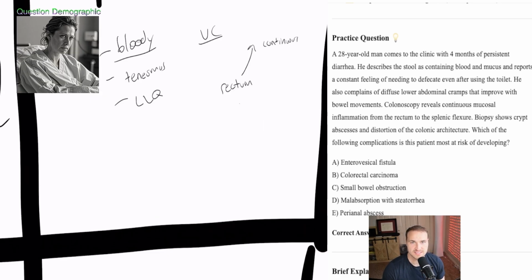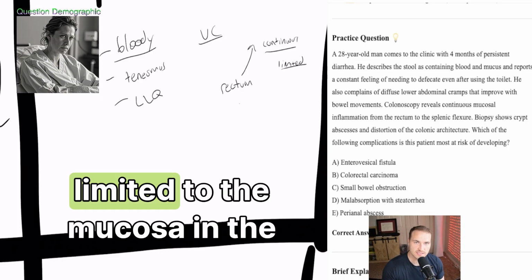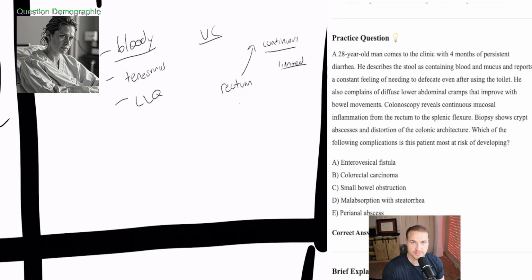And the biopsy shows crypt abscesses and mucosal, submucosal limited inflammation. So what happens here is it starts in the rectum and it extends proximally in a continuous fashion. And so inflammation is limited to the mucosa and the submucosa. It's not transmural. And the biopsy has crypt abscesses. There are no skip lesions or granulomas. So that's ulcerative colitis. Mucosal, submucosal inflammation, continuous involvement, always rectal involvement.